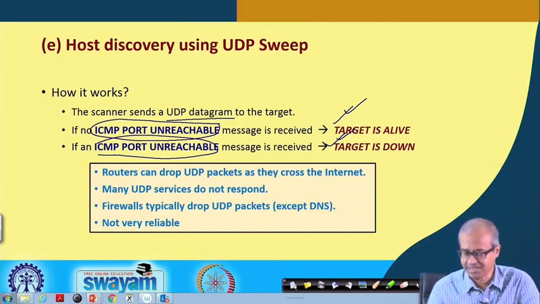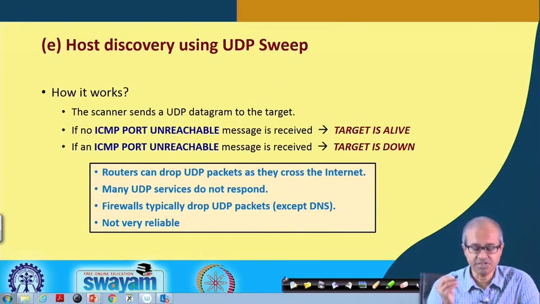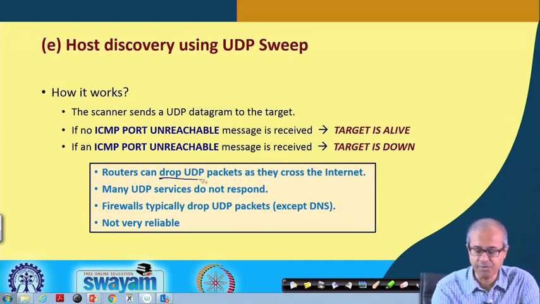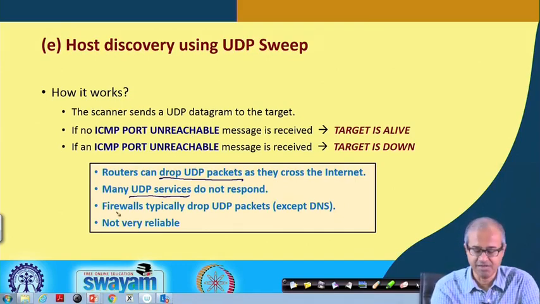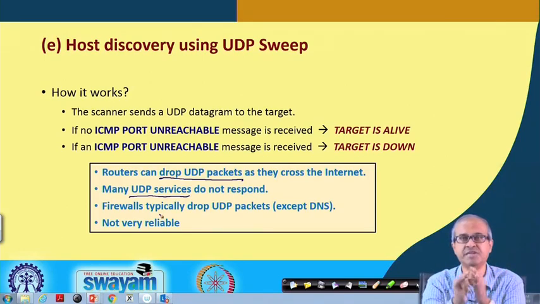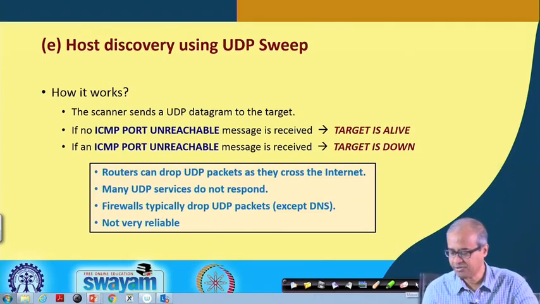But the problem is that this is again not reliable, because many routers can drop UDP packets when they cross network boundaries from one network to another, and many UDP services do not respond with these ICMP port unreachable messages. Similarly, firewalls drop UDP packets, because UDP packets are meant to be used inside a network only, not outside the network. So, this is not a very reliable way to discover a host.